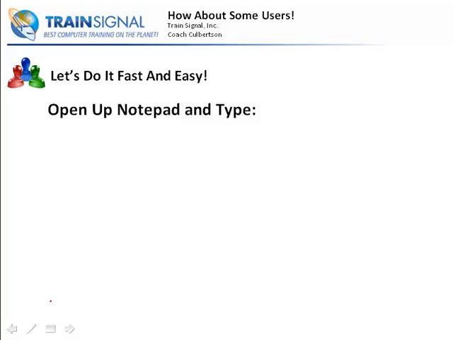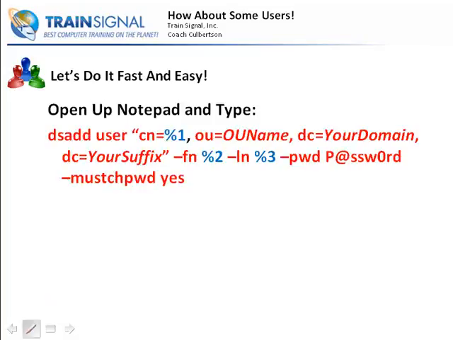First of all, we're going to open up Notepad, and we're going to type out the similar command. It's going to be dsadd user. Then we're going to put in cn, which by the way stands for common name. Sometimes you might hear people say canonical name. Then we're going to put in this %1. Now this %1 is going to allow us to type in the username. Then we're going to put in the rest of our stuff: OU equals OU name, DC equals your domain, DC equals your suffix. Then we're going to put in our switches.